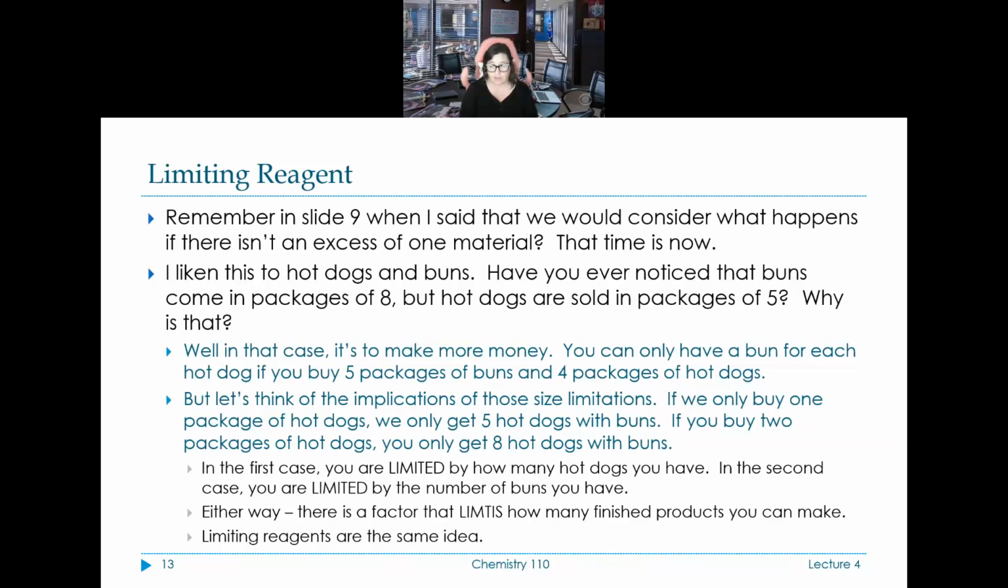In the first case, you're limited by how many hot dogs you have, because you only have 5 hot dogs. In the second case, you're limited by the number of buns that you have. So you only have 8 buns, so you can't make 10 hot dogs. Either way, there is a factor that limits how much finished product you can make. Limiting reagents are that same idea. It's a way for us to figure out what we don't have enough of. And that's really what it comes down to. Right? So let's see how that works when we need to talk about it. And it's always done as a calculation.